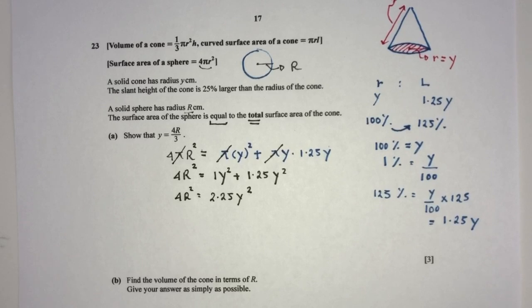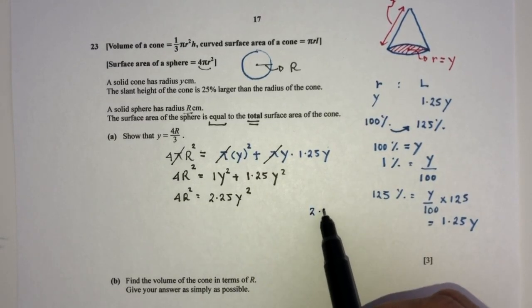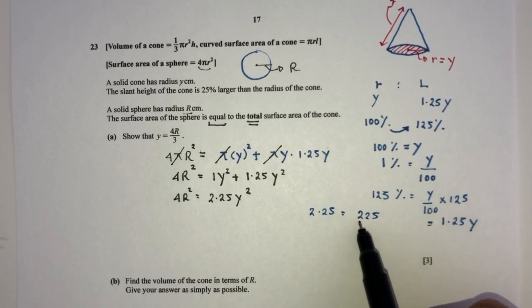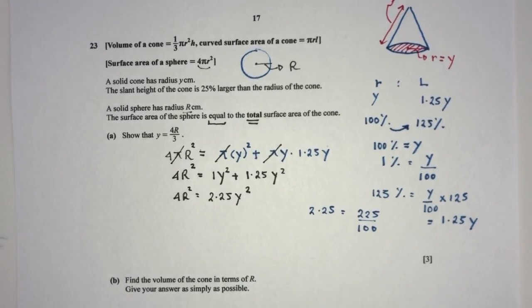Now we can always apply something here on both sides. Well, let me make your life easier. What is 2.25? 2.25 is also what? 225 divided by 100. You agree? Fair enough, right? Now, what else do we know?